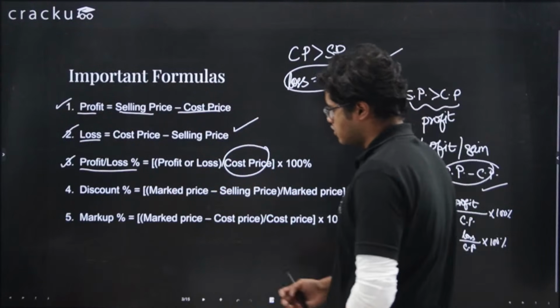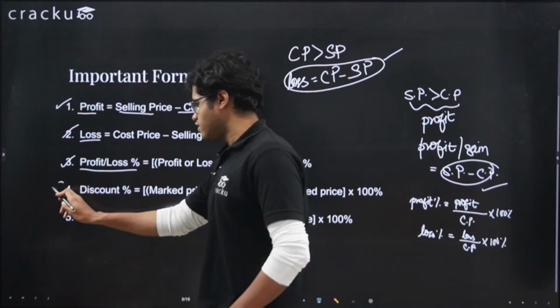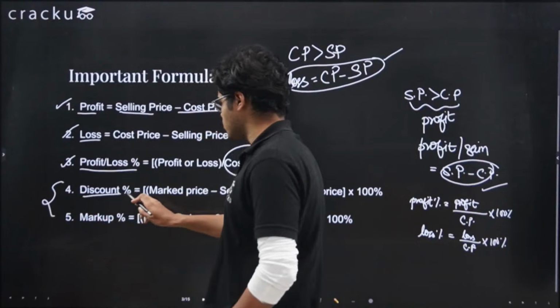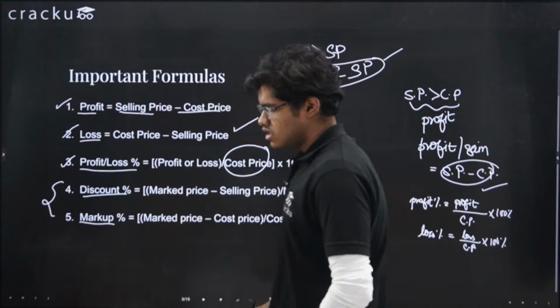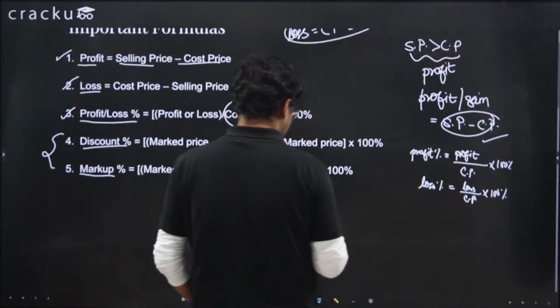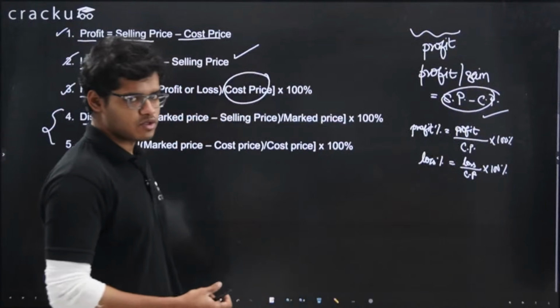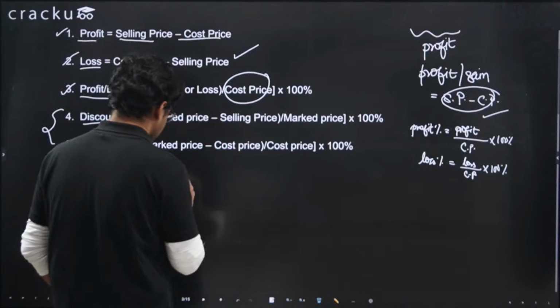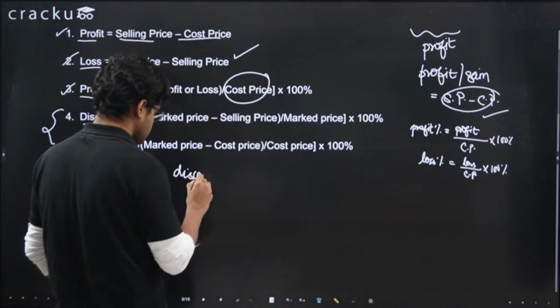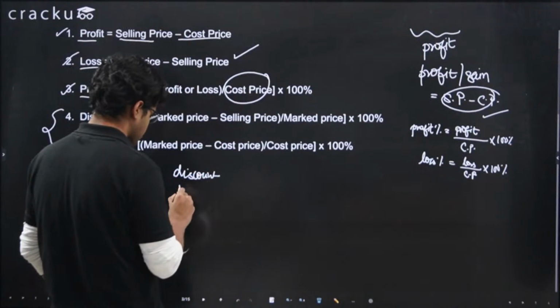The fourth and fifth formulas are related to the concept of discount percent and markup percent. Before moving to this, I will first tell what is the concept of discount and markup.